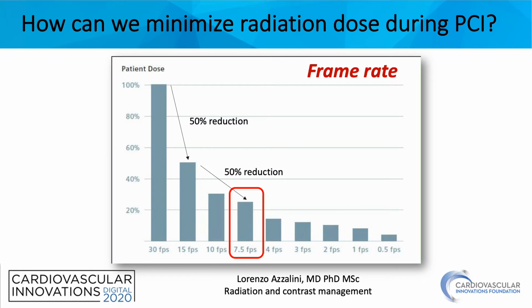What can we do to minimize radiation dose during PCI? We should first and foremost decrease frame rate. Every time we decrease the frame rate by 50%, we are also halving the radiation dose that we're giving to the patient. So we should try to operate at 7.5 frames per second.